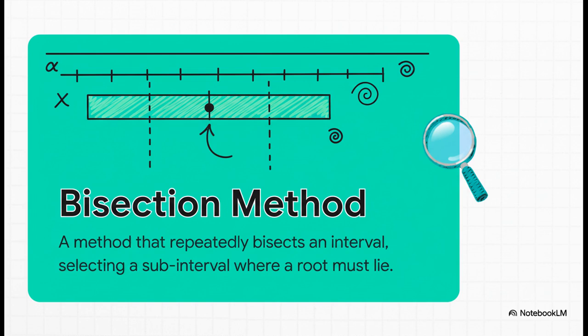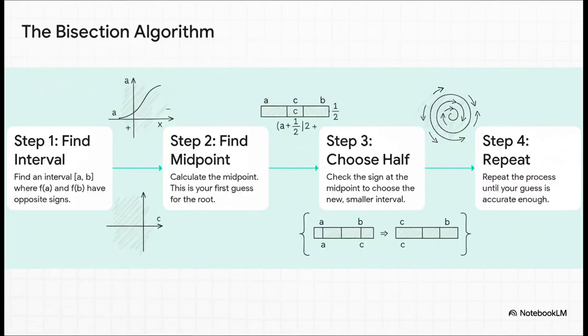with every single step. So here's the play-by-play. First, you find a range where you know the root has to be, because the function is, say, negative on one side and positive on the other. Then you guess the dead center, the midpoint. You check the value there, and based on that, you throw away half the interval where the root can't possibly be. And then you just do it again and again, zeroing in on the solution.